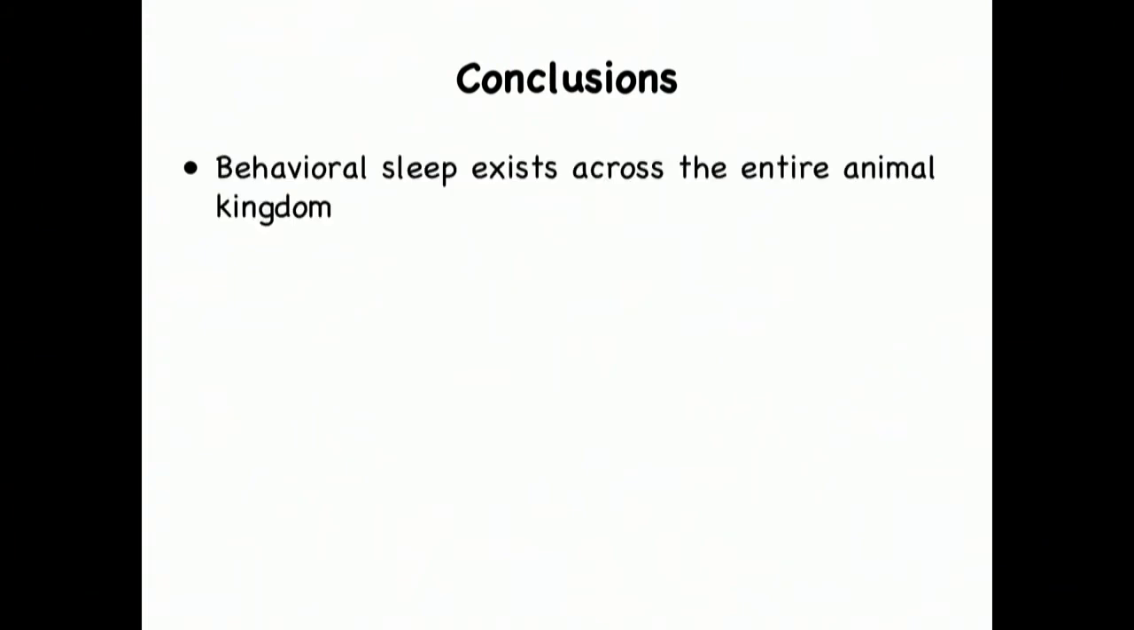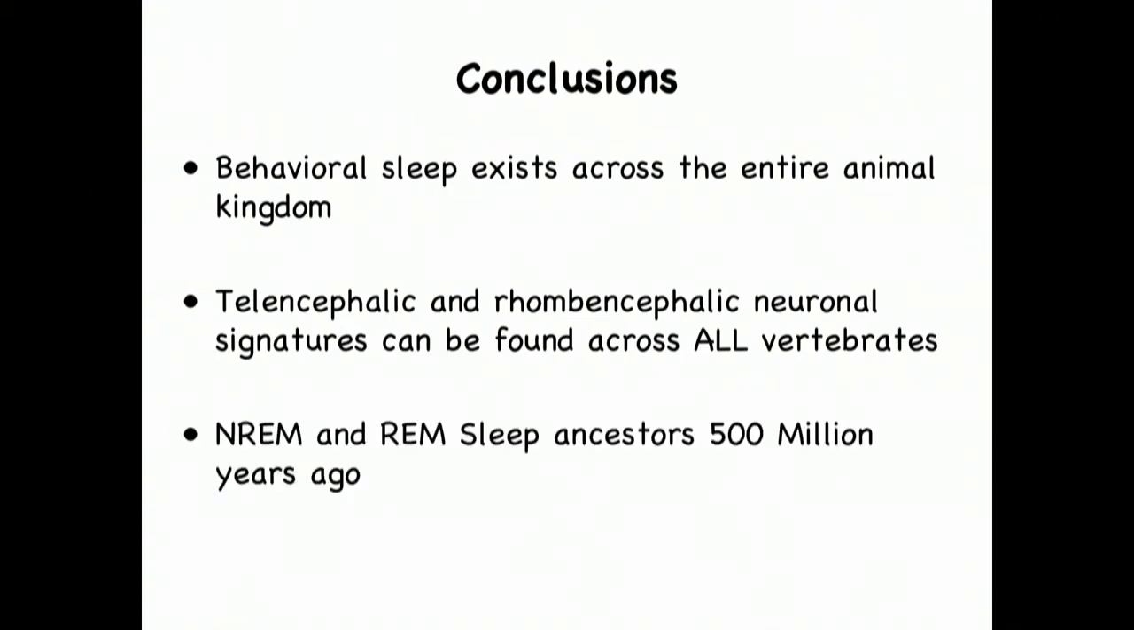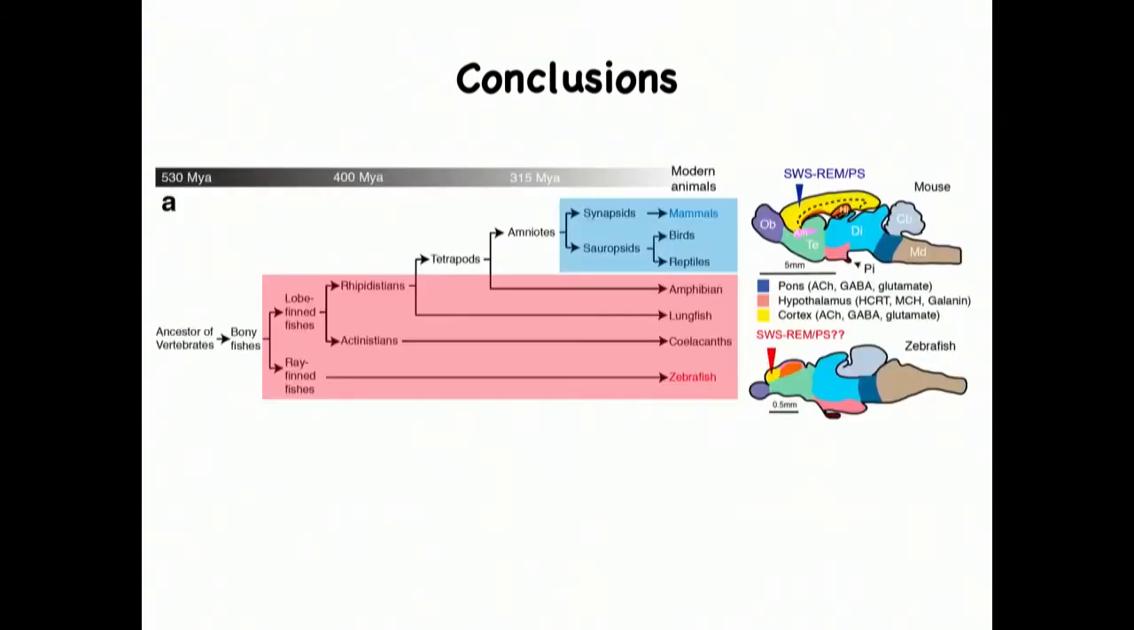So the main conclusion of that was the fact that behavioral sleep exists across the entire animal kingdom, and that we found, even in the fish, telencephalic and rhombencephalic neural signatures. This is interesting because if you go to the literature in the 50s and 60s, this is how they would call it. They would not call it REM and non-REM first. They would say we've got rhombencephalic and telencephalic signatures of sleep. What it tells us is that most likely the way we define sleep nowadays is not a mammalian-centric vision of it. It emerged 500 million years ago with vertebrates.